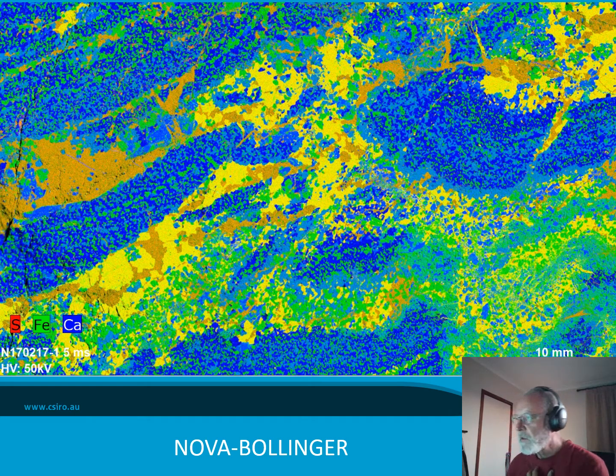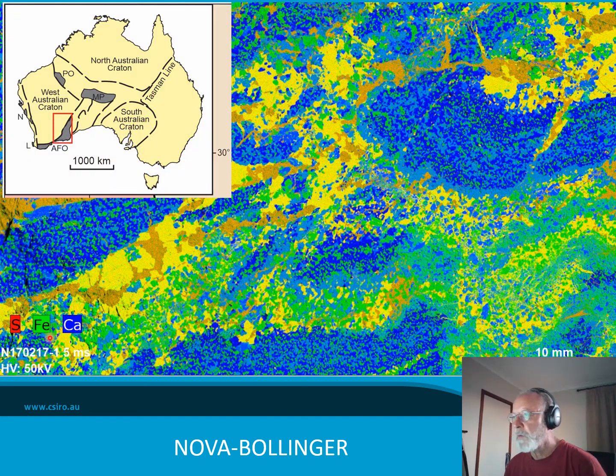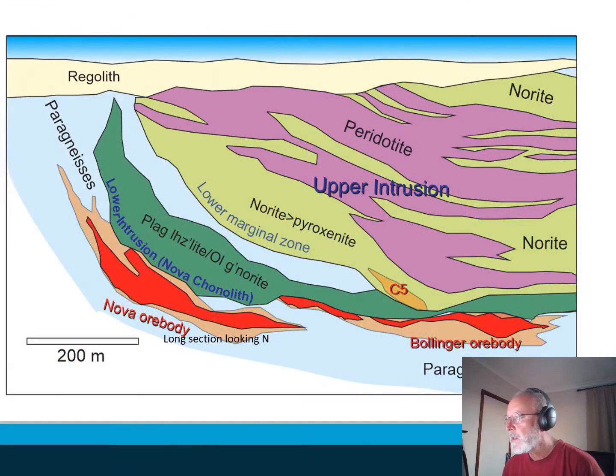So let's now move to Nova-Bollinger and have a look at how all of these processes come together to make a really interesting and intriguing ore body. So we are here in the AFO, the Albany-Fraser Orogen. It's a Proterozoic orogenic belt forming the southeast margin of the West Australian craton, particularly the Yilgarn craton. And this is a long section through the system.